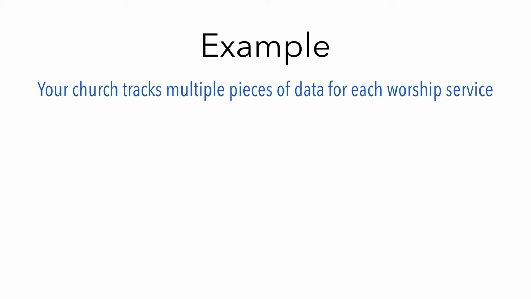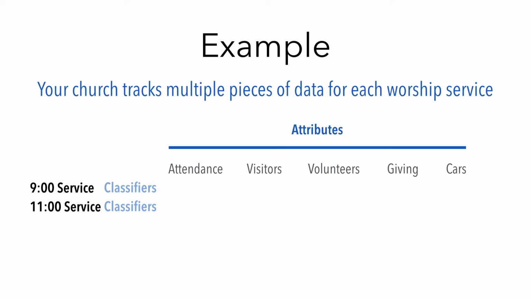In this first example, the church associates a number of values with each worship service: attendance, visitors, volunteers, giving, and cars in the parking lot. Therefore, they have two different worship events, 9 o'clock service and 11 o'clock service, each with its classifiers. And they have 5 attributes, with each one holding a bit of data for each service. So each week they record 5 values for each worship service. And in their metrics, they can show totals for any of the attributes, plus they can create calculated metrics for things like ratios of volunteers, visitors, or cars to attendees, per capita giving, you name it.